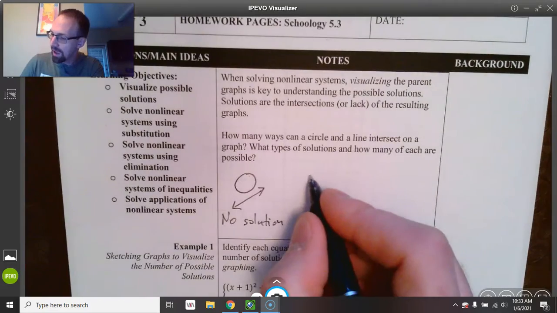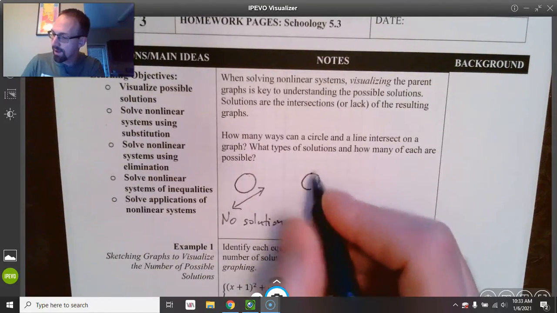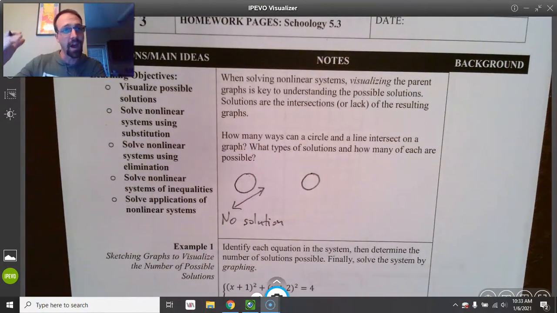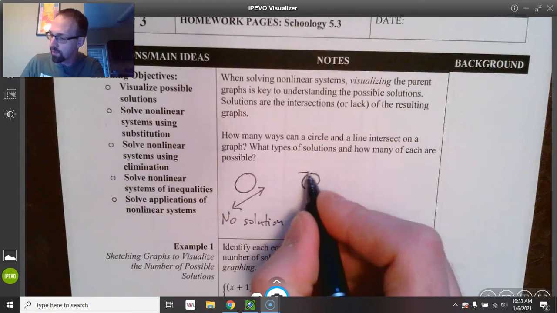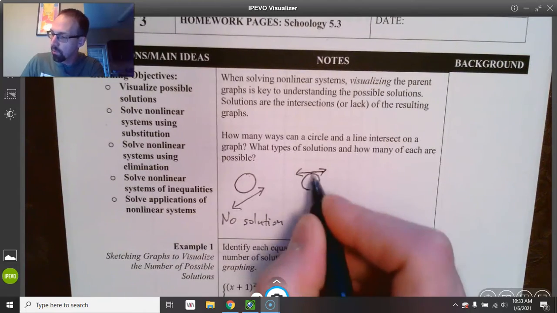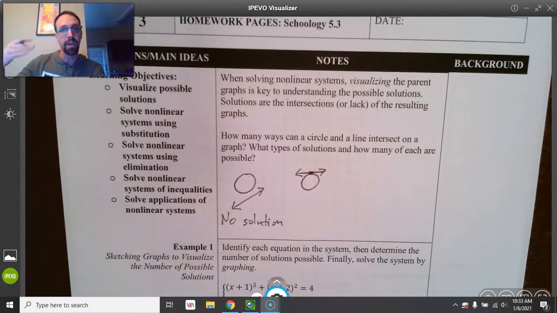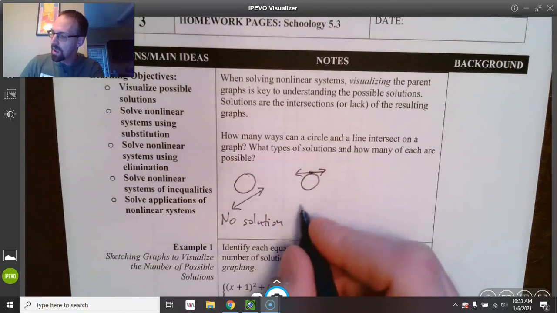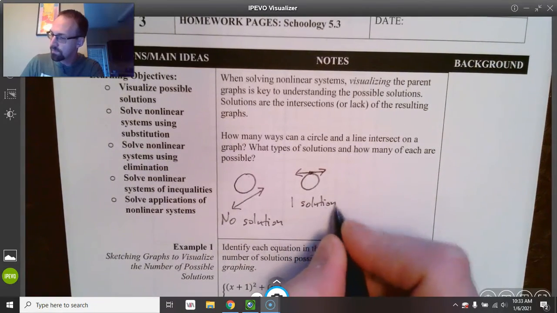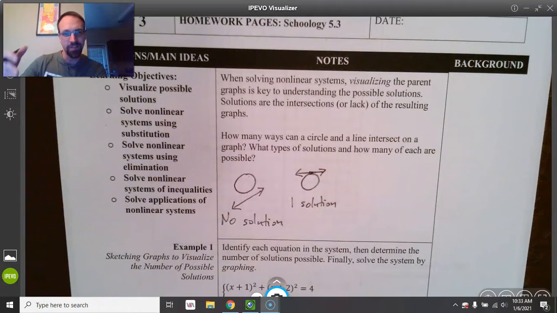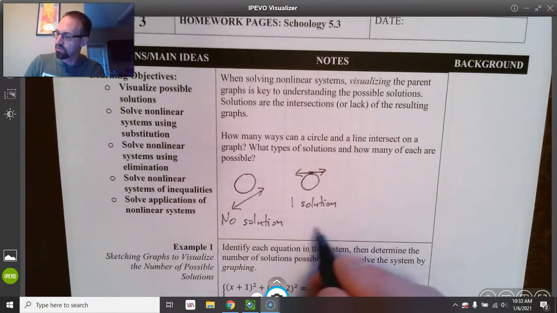You could have a circle and a line barely touch the edge of a point on the circle, and when something barely touches something, we call that a tangent line, and that is one solution. So when you have it just barely touch, that's one solution. And again, that's called a tangent line.